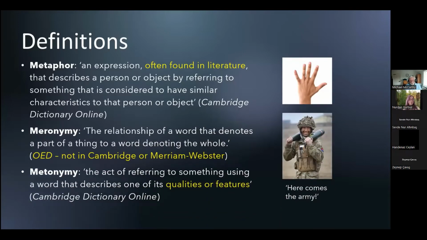Metonymy, I've highlighted here that the word or expression, which is a metonym, describes one of its qualities or features. So we're essentially concerned with the qualities or features of something, and we just choose one particular thing. So that's rather important. What is it that makes us choose a particular quality or feature as an expression to create this figurative meaning? Okay, so those definitions look very simple, but they hide quite complex notions.